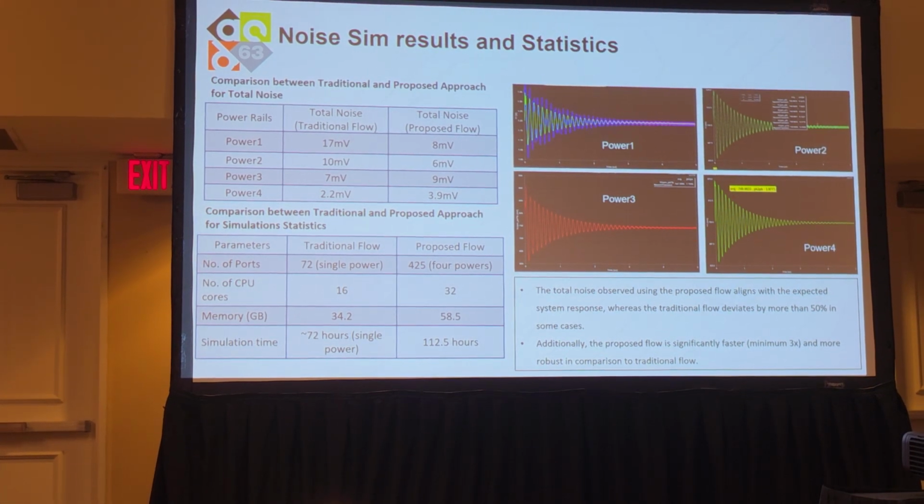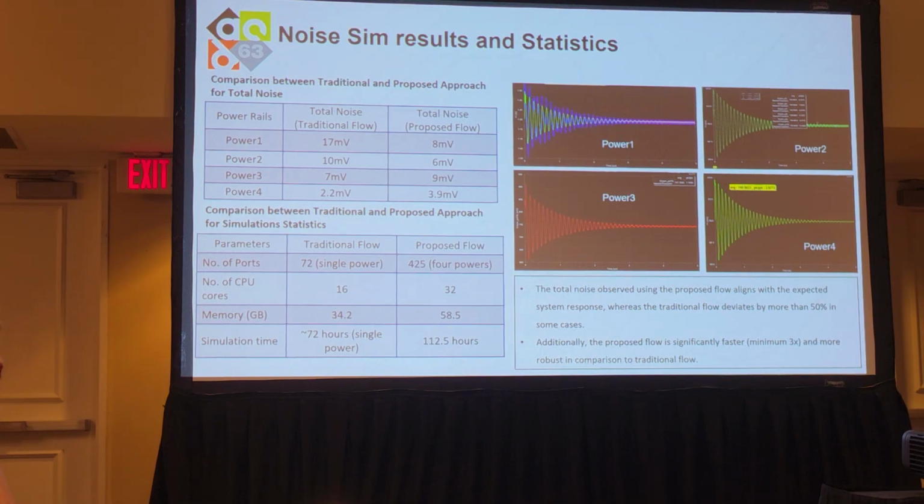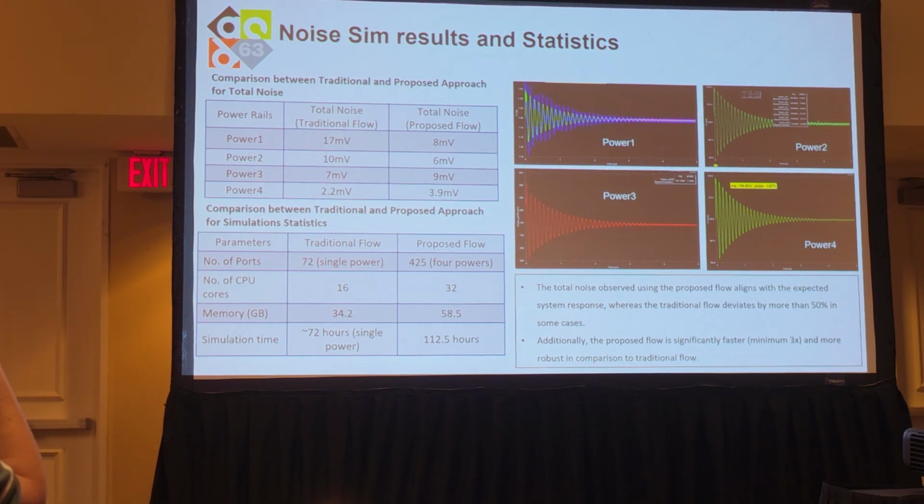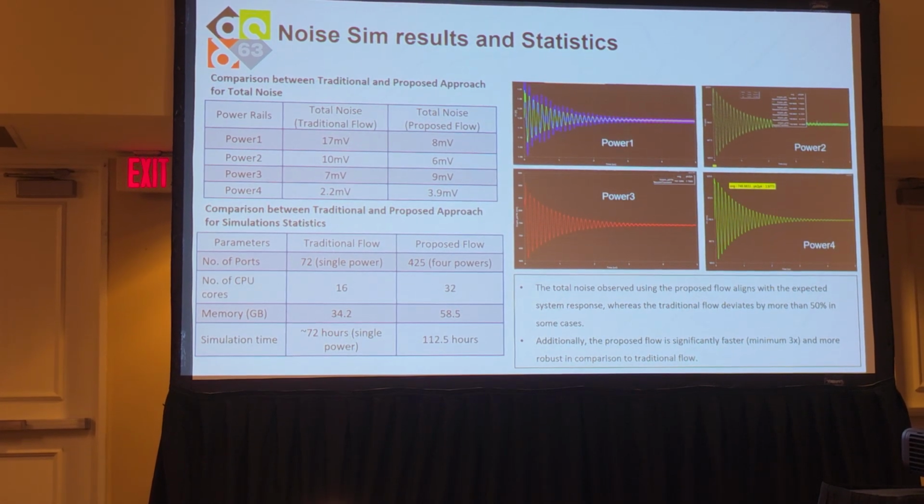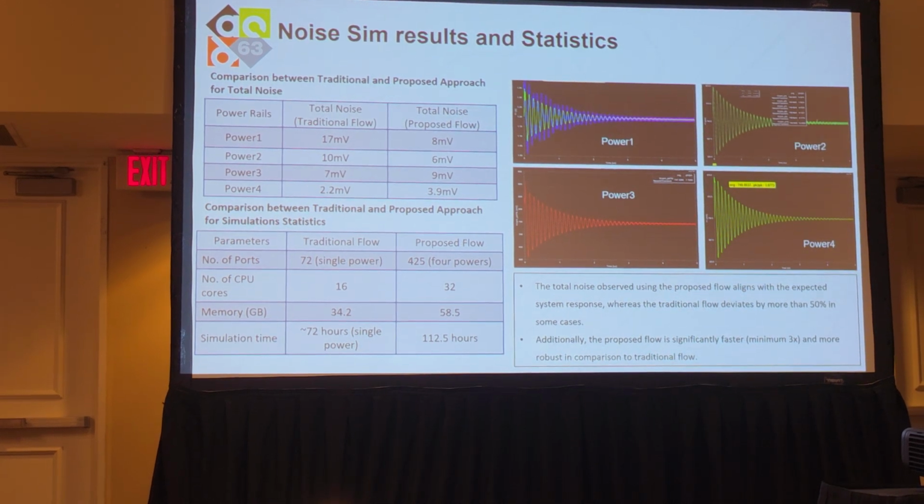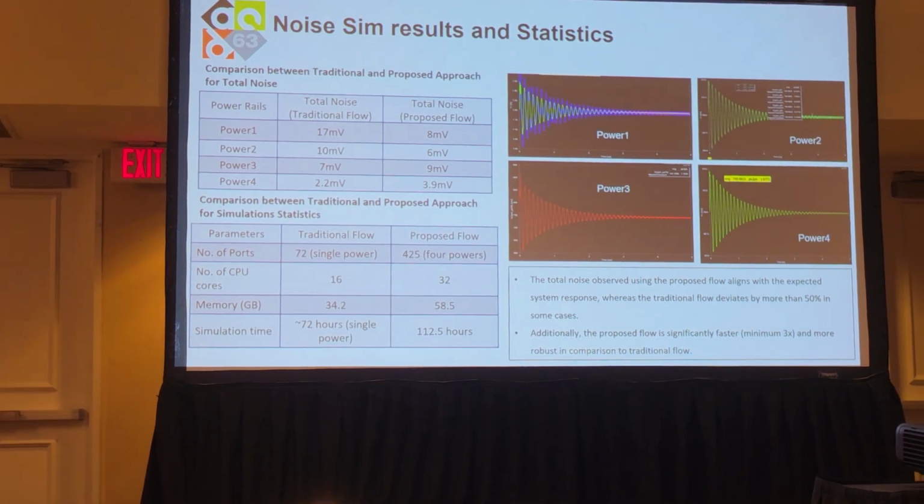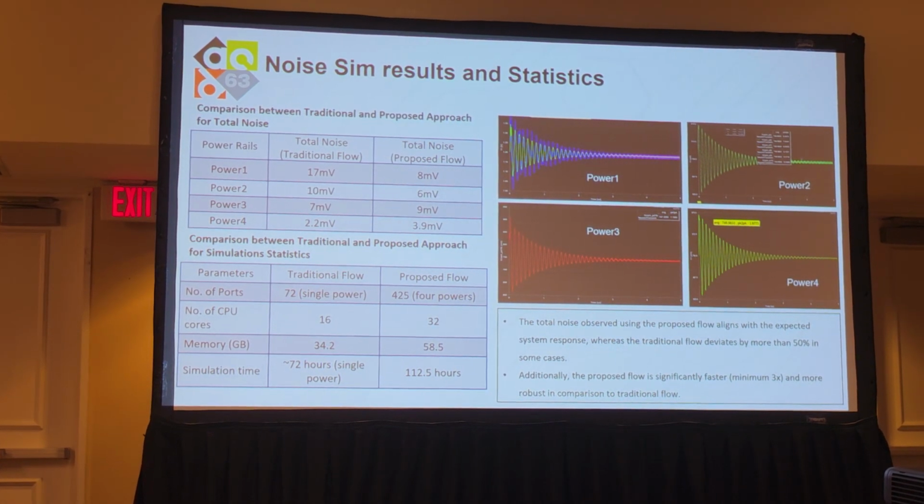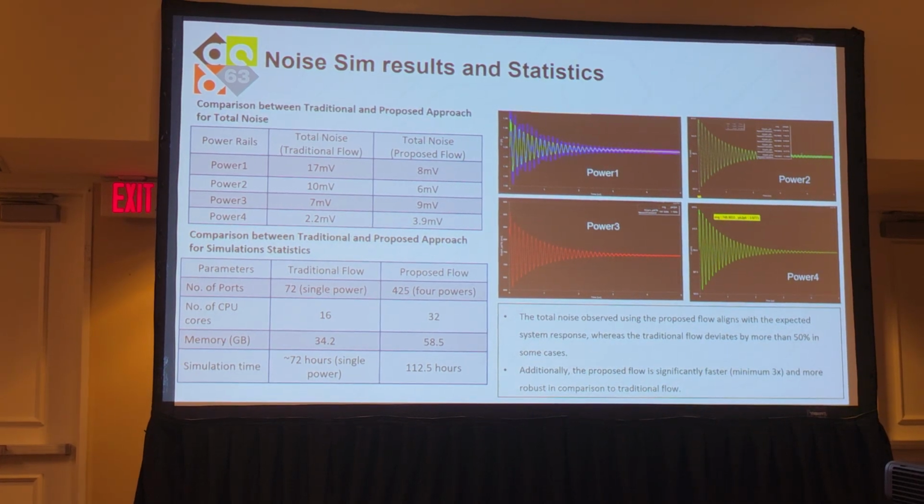Some of the results that they found after they had done this analysis: we had 4 power rails. All the results were within the range of what they expected, so no surprises. The big takeaway here also is that the traditional method, or the old method, took 72 hours to solve a single power rail. Now we're solving 4 power rails. Yes, it took 112 hours, but when you think about it, they solved it all at once. So it's a great speed improvement.